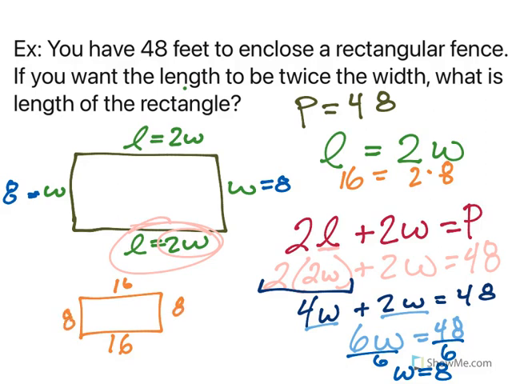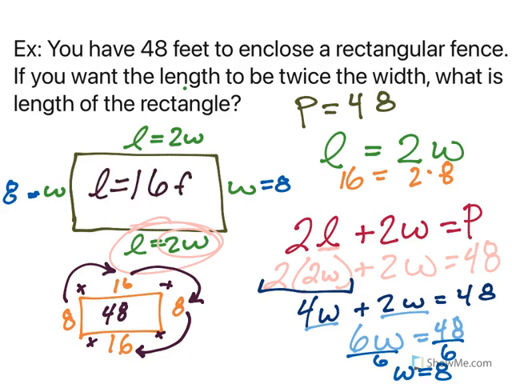To check it, add all four sides together. 8 plus 16 is 24. 24 plus 8 is 32. 32 plus 16 is 48. So that checks out. Therefore, the length equals 16 feet. And that is my final answer.